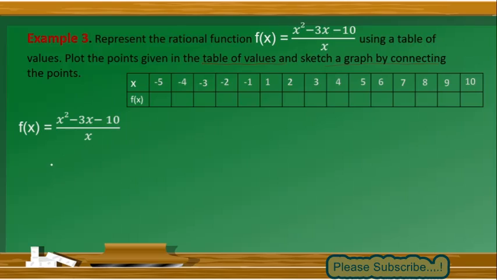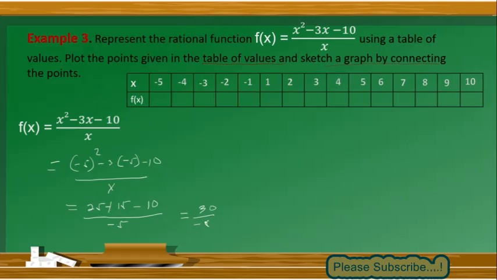If we substitute x equals negative 5, we have negative 5 squared minus 3 times negative 5 minus 10, all over negative 5. By simplification, we have 25, this is 15, this is minus 10, all over negative 5. 25 plus 15 is 40, minus 10 is 30. 30 divided by negative 5 is negative 6. Okay, so that is how to find it.